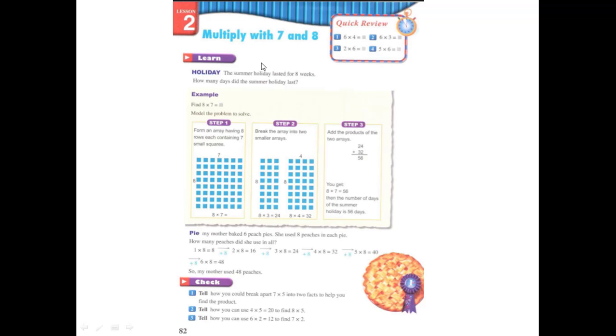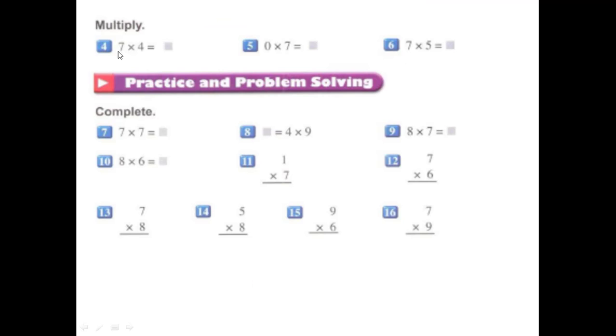Now we have multiplication with 6 and 7, 7 and 8. 7 times 4 is equals to 28. 0 times 7 is equals to 0. Because as I told you, 0 times every number is equals to 0, guys.